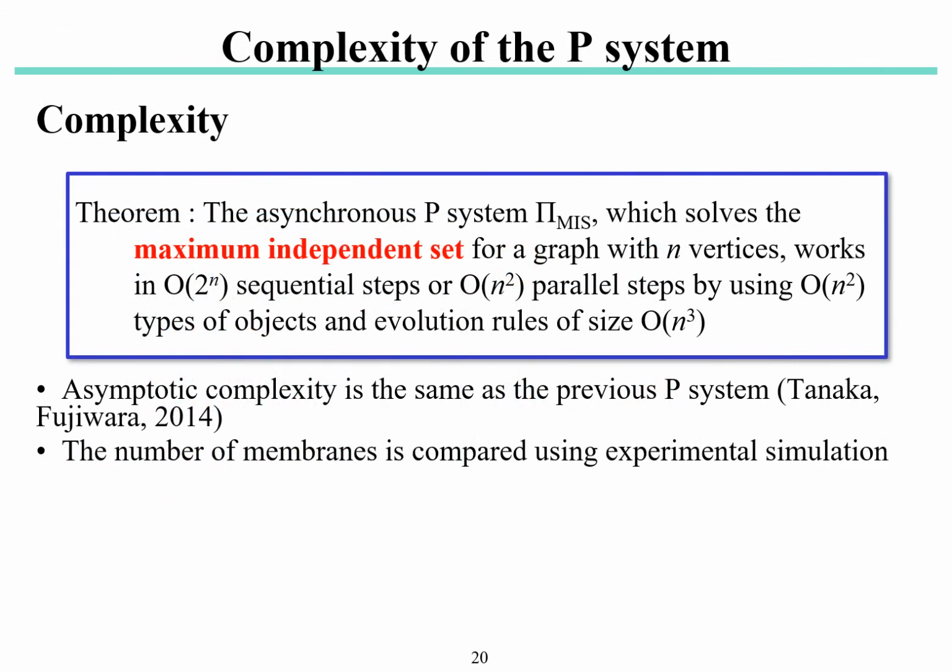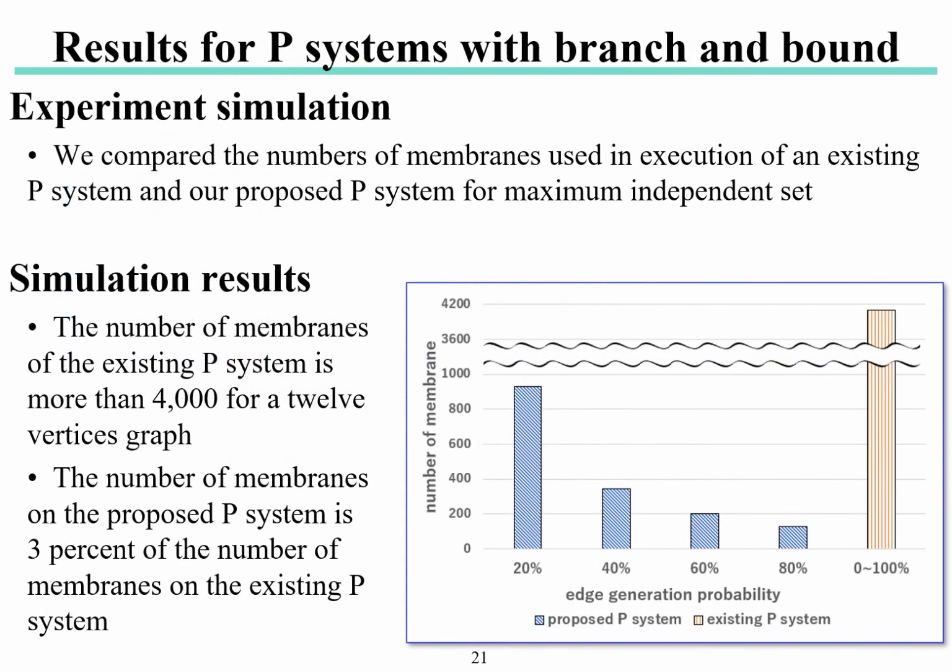Then, this slide shows the complexity of the proposed P system for the maximum independent set with branch and bound. The asymptotic complexity is the same as the previous P system, so let me show the numbers of membranes compared using experimental simulation. We compared the numbers of membranes used in the execution of an existing P system and our proposed P system for the maximum independent set.